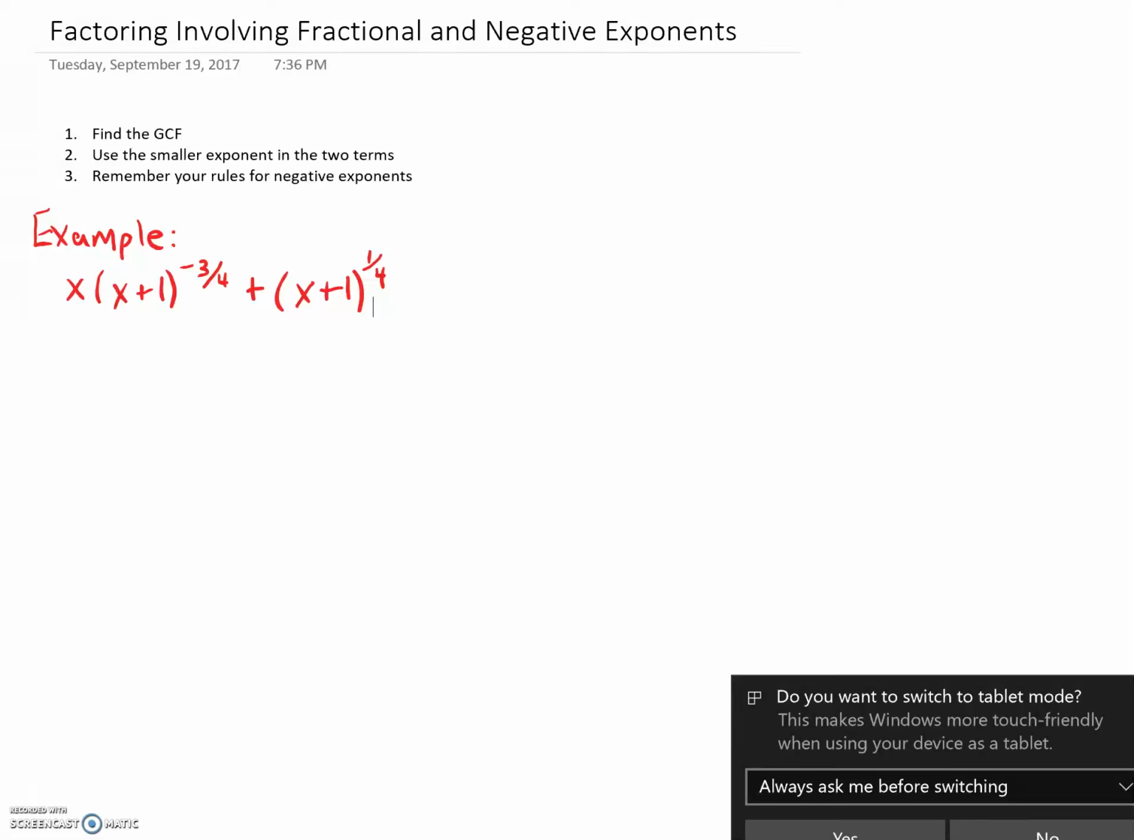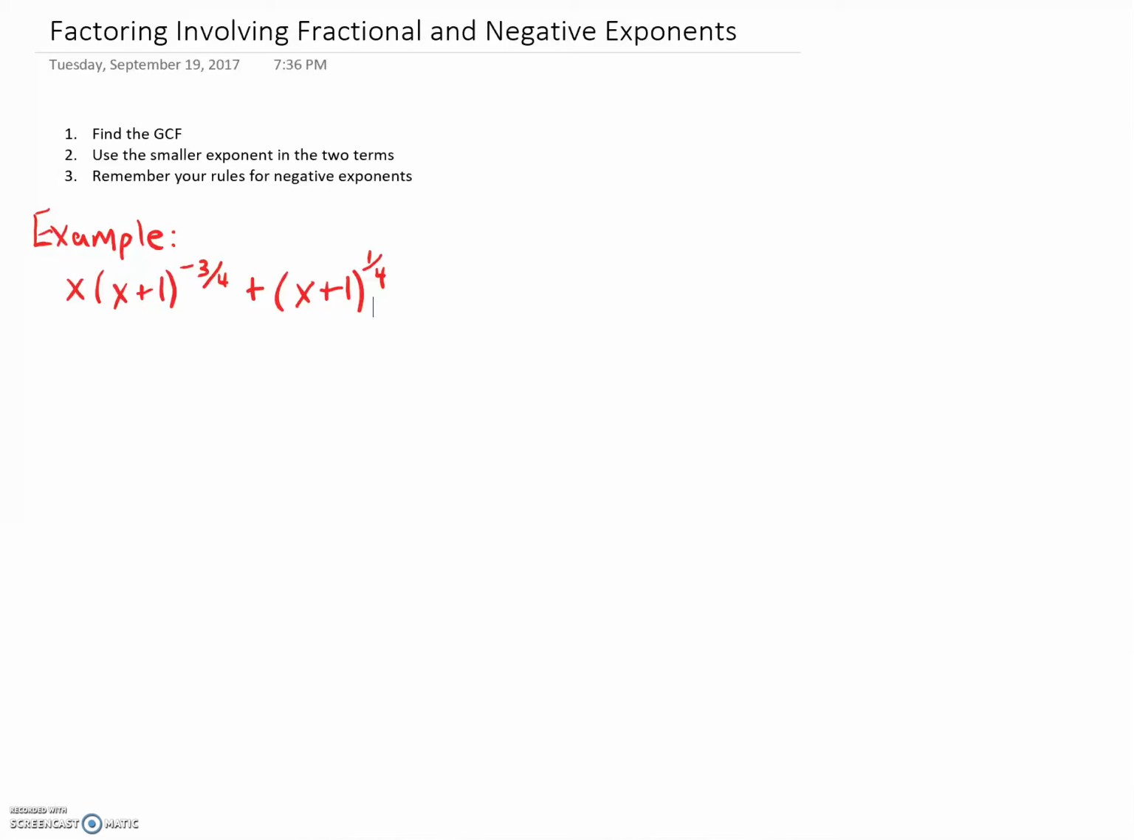Okay, we're going to look at something a little bit complex initially. So we're going to factor involving fractional and negative exponents. I've written down a few things that I think you should keep in mind when you do these. One is, just like before, we're going to find the greatest common factor. The second one is kind of a newer type of rule, but you're going to use the smaller exponent in the two terms. And I'll show you what that means in a moment. And the third thing is, it just reminds you to remember your rules for negative exponents and fractional exponents.